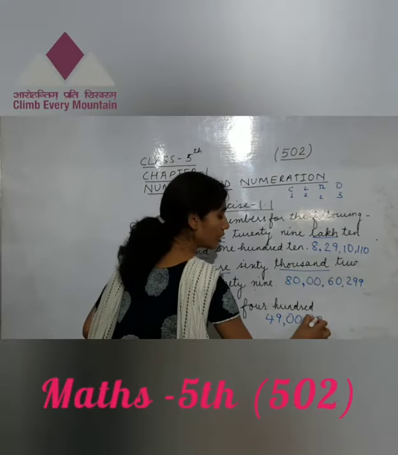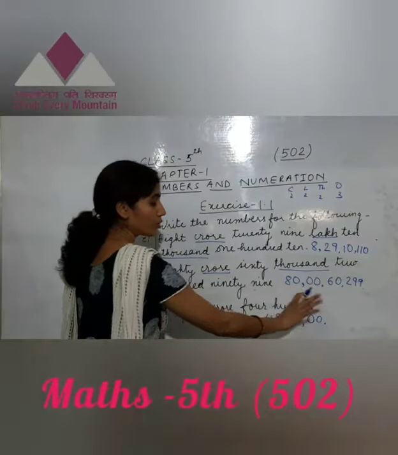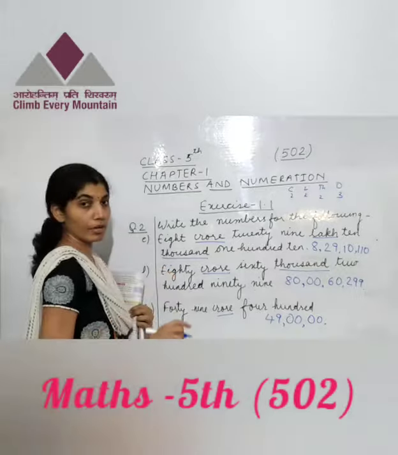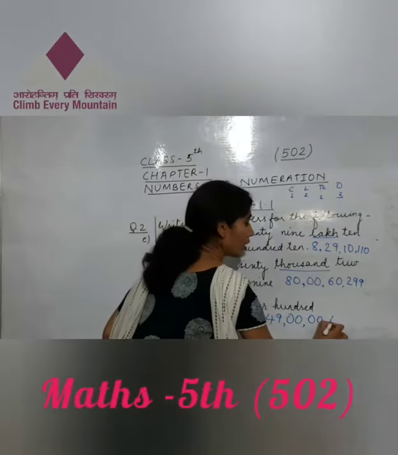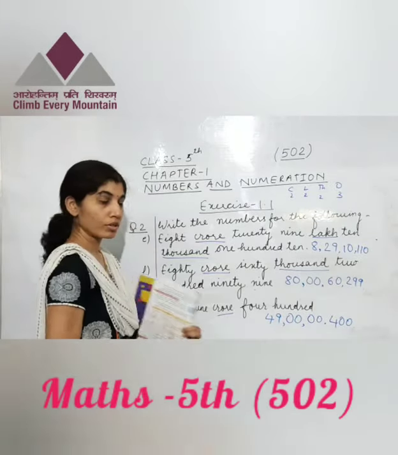So at thousands period also we will put 2 zeros. Without these zeros the number is wrong. Okay. Thousands period is also not given, so we have put 2 zeros. And then we have 400. In ones period we have 400. So put comma and write 400. This is 400. Understood?